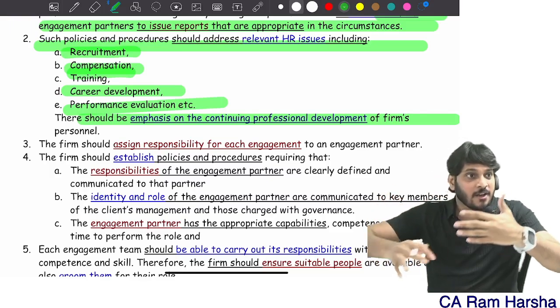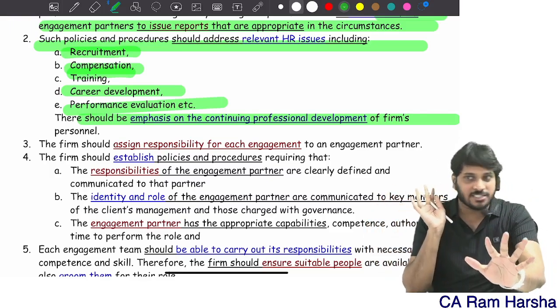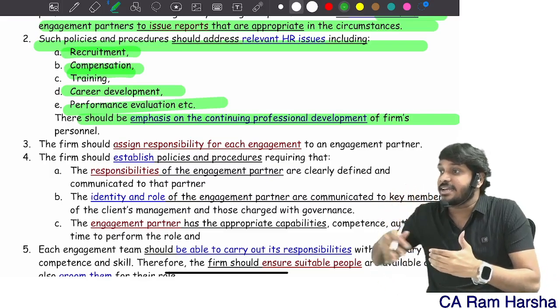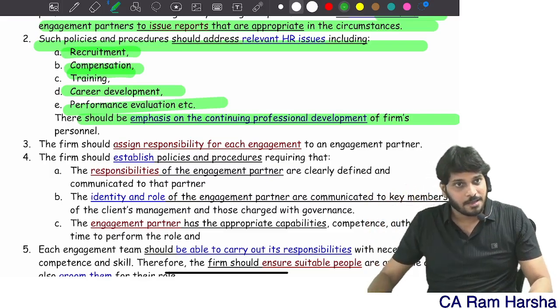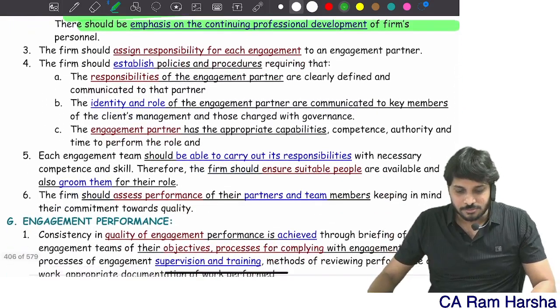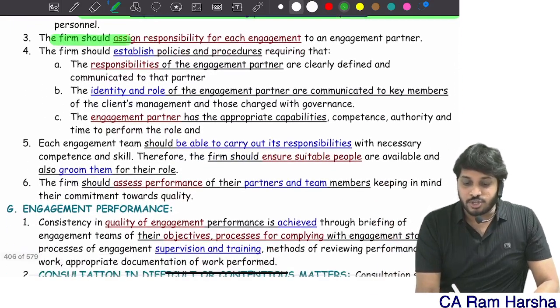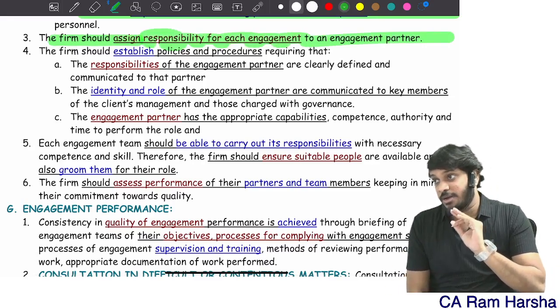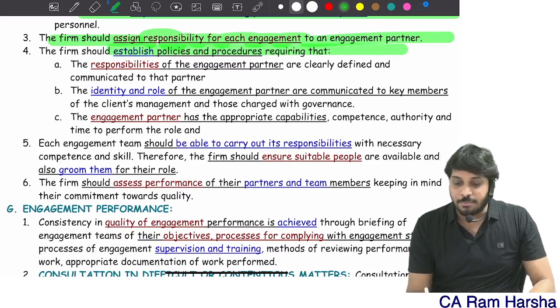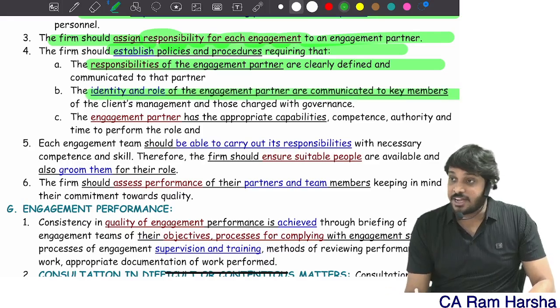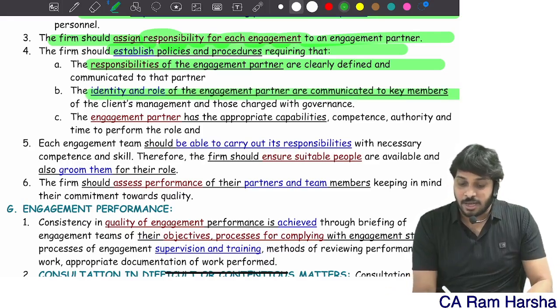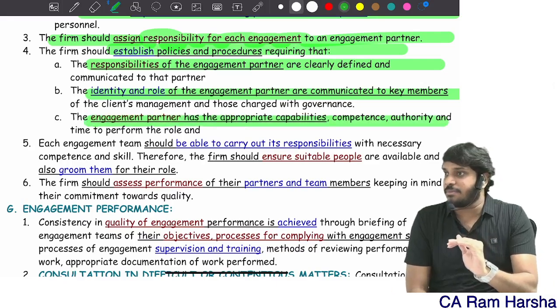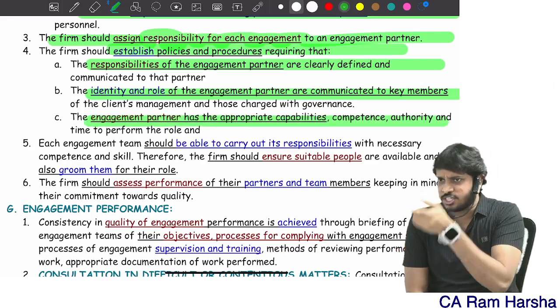Every Saturday, once in 15 days, they conduct training sessions for their articles. Why? Continuous professional development. Are you getting it? So, the firm should assign responsibility of each engagement to the engagement partner. The firm should establish procedures so the responsibilities of partners are clearly defined, identify and establish the role of the partner, and ensure the engagement partner has appropriate capabilities. HR policy should address these issues also.